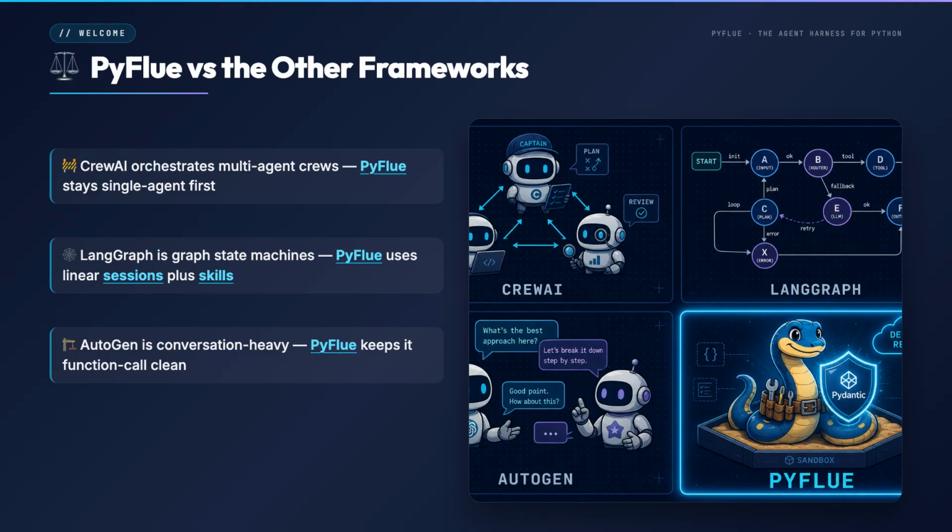AutoGen is conversation-heavy, with agents chatting back and forth. PyFlue keeps it function call clean, with typed Pydantic outputs and a sandbox-first security model. And the kicker, PyFlue is deployment-ready Python from day one. Pydantic everywhere, and you can swap backends later without rewriting your app code.